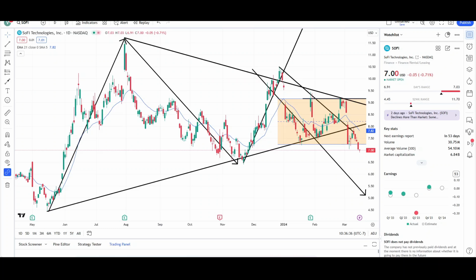Today we'll be doing a technical analysis breakdown for SoFi Technologies with the ticker symbol SOFI. I will first be going over what I see on the daily chart and finish the video off with the weekly chart.